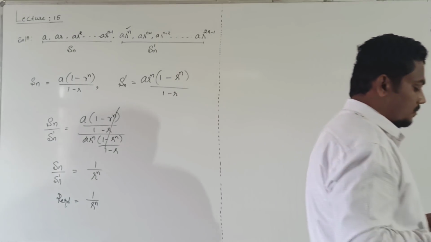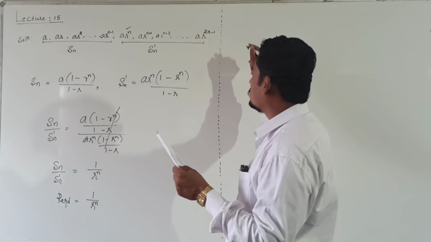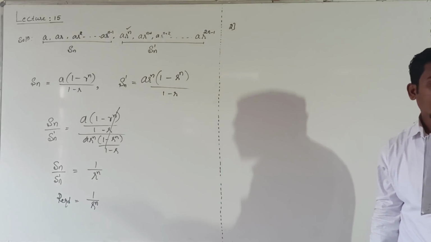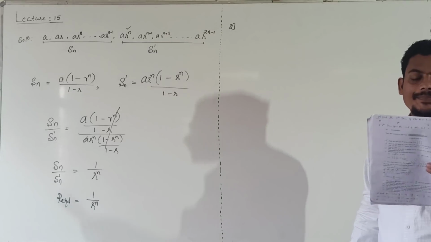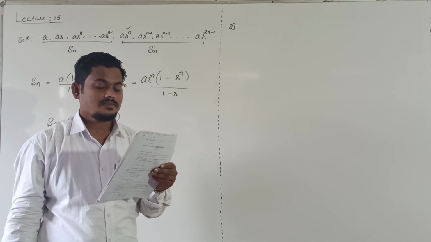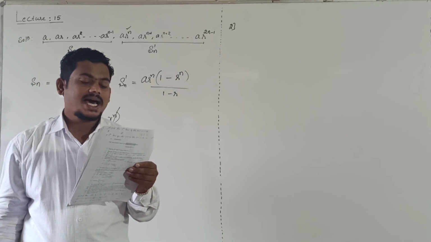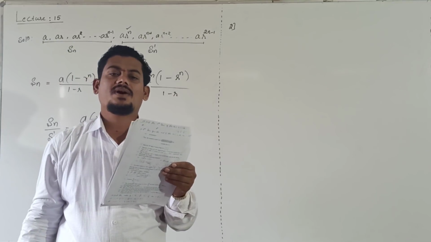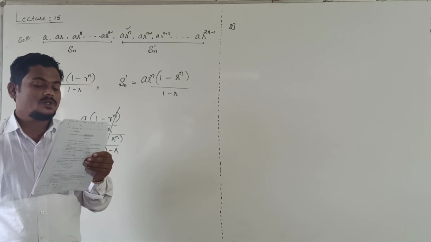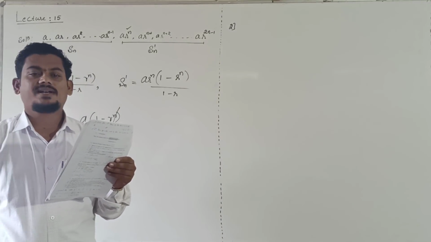Next problem. Next question: if the pth, qth and rth terms of a GP are small a, small b and small c respectively, prove that a power q minus r into b power r minus p into c power p minus q is equal to 1. It's also an important 5 mark question.